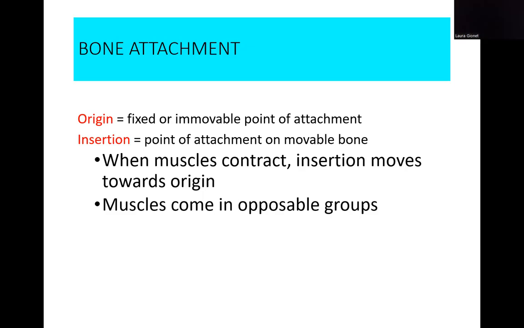So the origin are the muscles that are above and below the elbow, where the muscle bellies are located, and the insertion is the point where it's inserting and attaching to your carpal bones or your metacarpal bones.